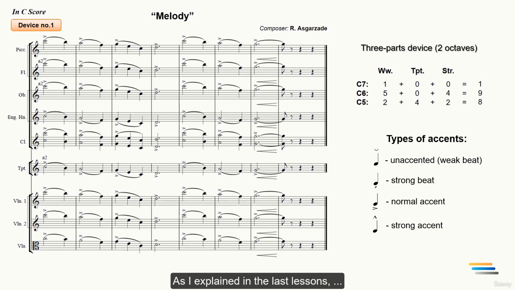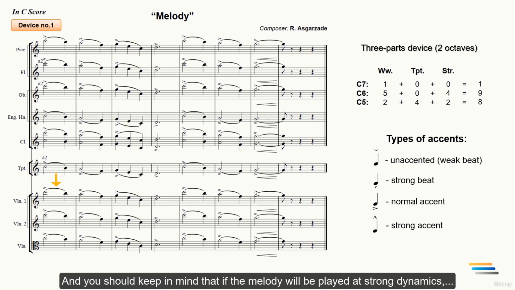As I explained in the last lessons, slurs above the string section indicate the movement of the bow. I added short slurs to start each bar with new energy. This will warm up the music. And you should keep in mind that if the melody will be played at strong dynamics, then it is more appropriate to add short slurs on the string spot.